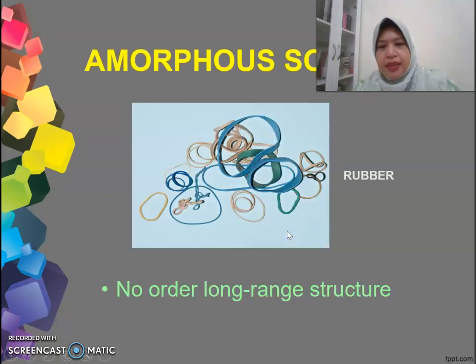Okay. Another type of solid is the amorphous solid. Amorphous solid is also known as the non-crystalline solid. Amorphous solid is in contrast with crystalline solid. Okay, in amorphous solid, the constituent particles are randomly arranged and there is no ordered long-range structure. Okay, and the example for the amorphous solid is rubber.